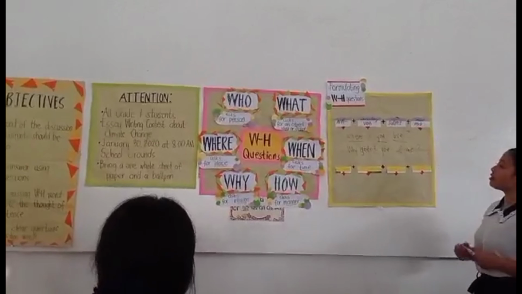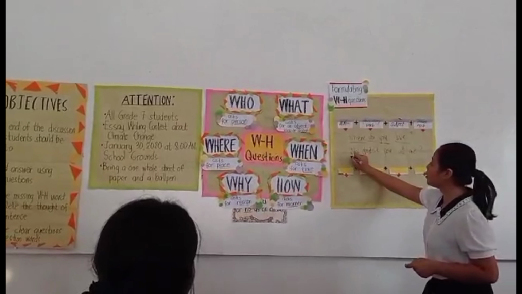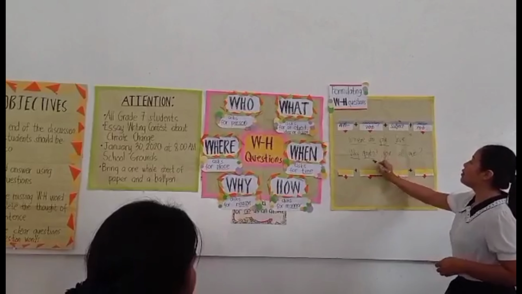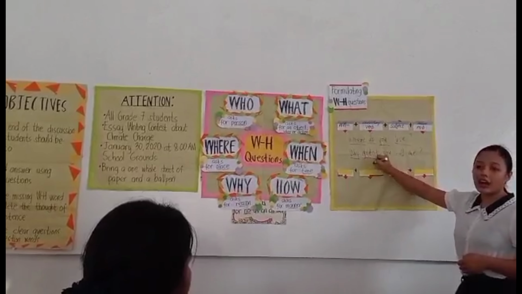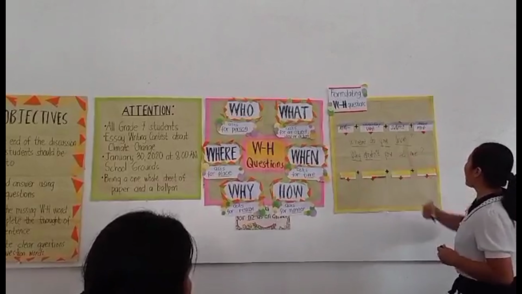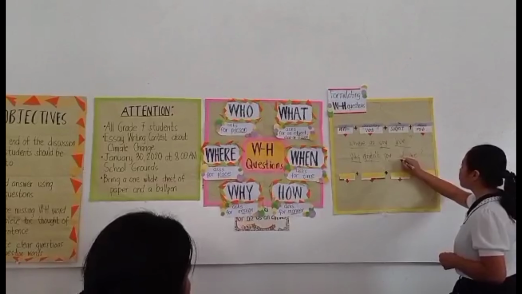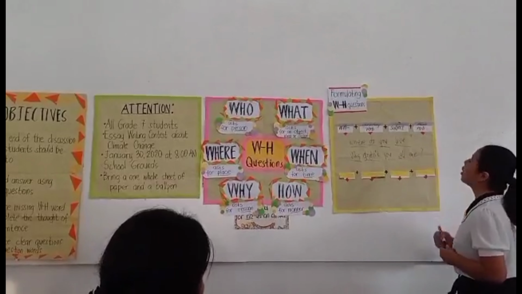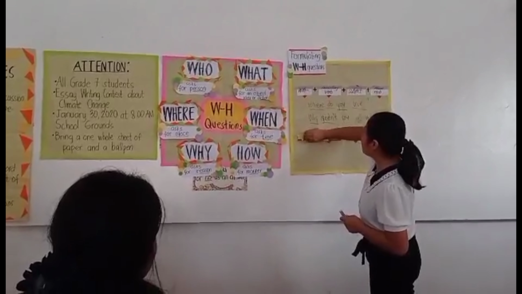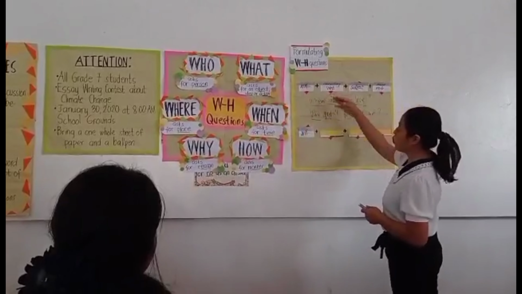So where is the WH question we're using? Why. And the auxiliary verb? Didn't, the contraction of did not, so we're using this apostrophe. And we have the subject? You. And the main verb? Call me. Alright, is this formula clear to you? Yes, ma'am. Okay, now let's move on to the next formula for formulating WH questions.